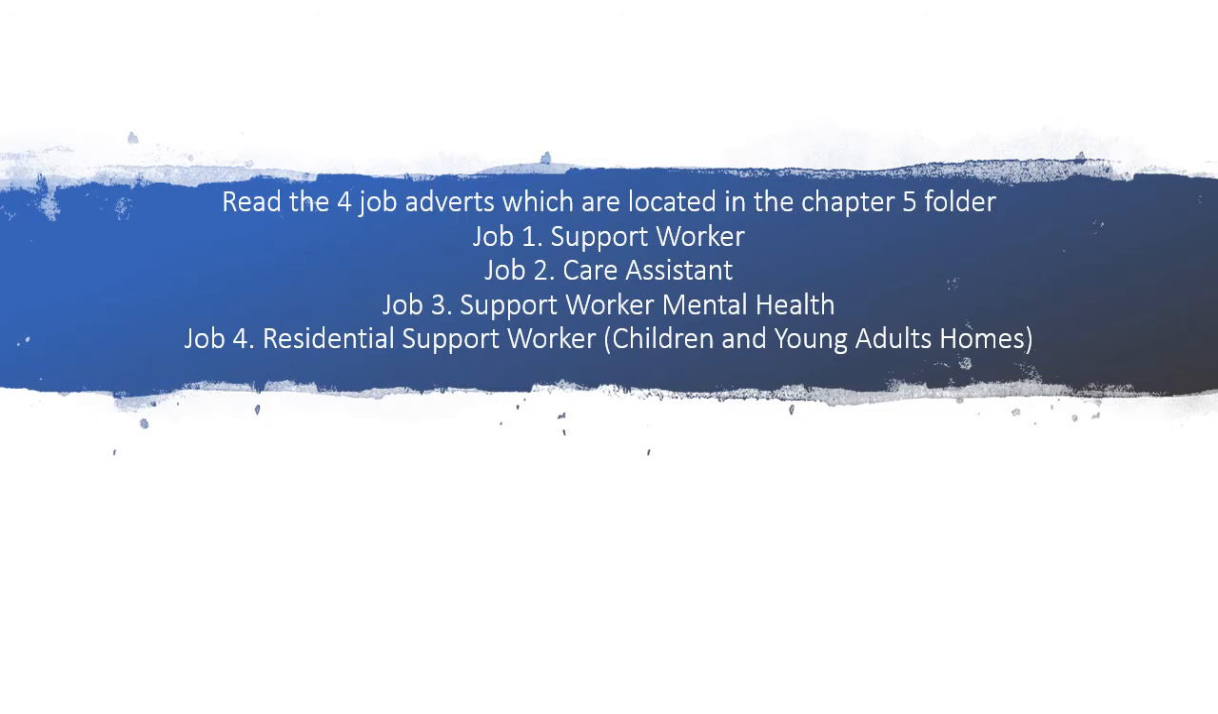So the first task for this chapter, you need to read the 4 job adverts which you will find located in the Chapter 5 folder. There are 4, as said. Job number 1 is a support worker, job number 2 is a care assistant, job number 3 is a support worker, mental health, and job number 4 is residential support worker, children and young adult homes.